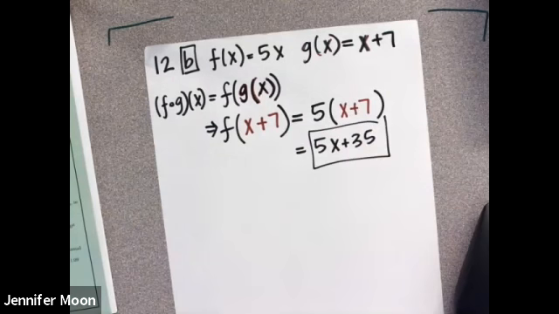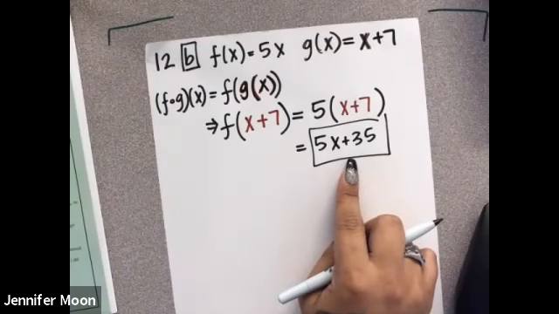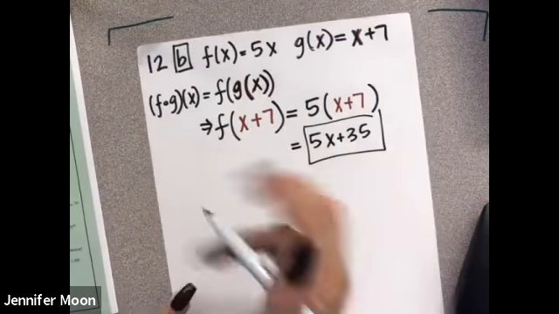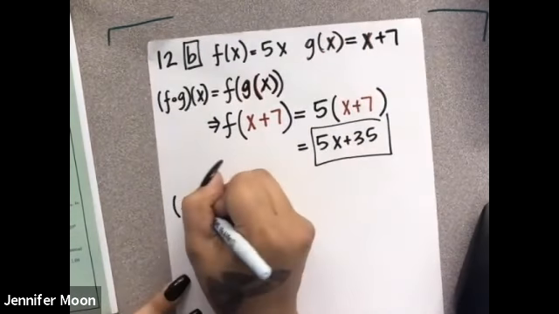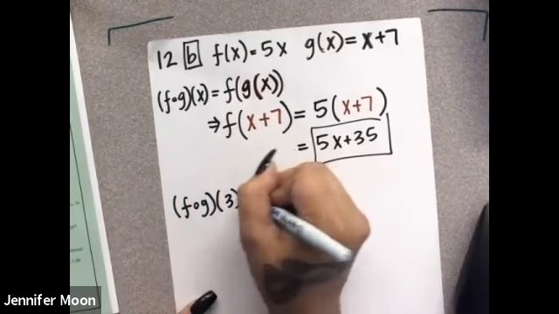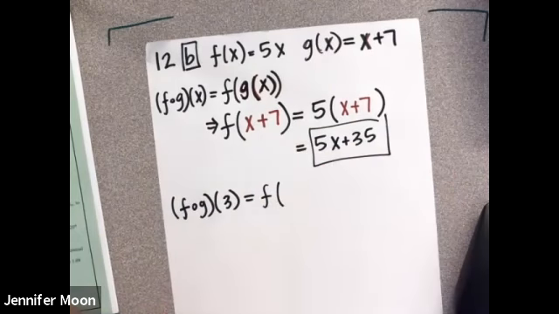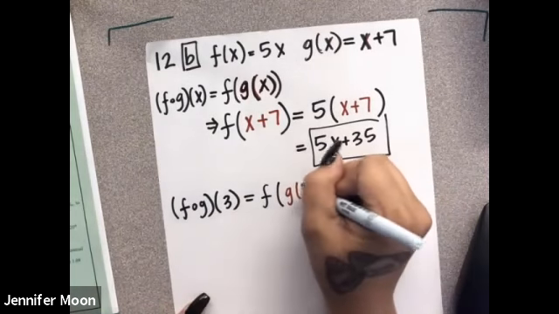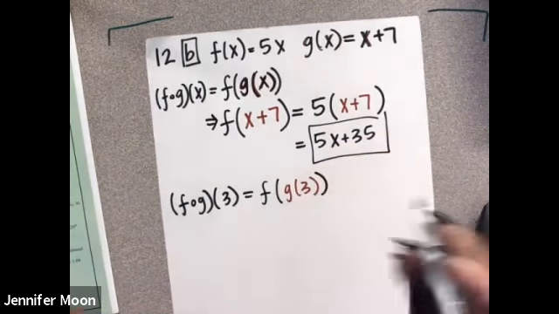Okay, so it then tells you to find g of f of x, but what I want to do first, since I already found f of g of x, is look right here where it tells me to find f of g of 3. This is f of g of 3.